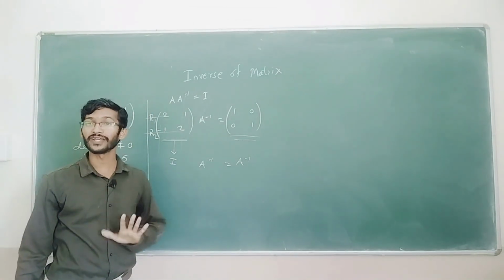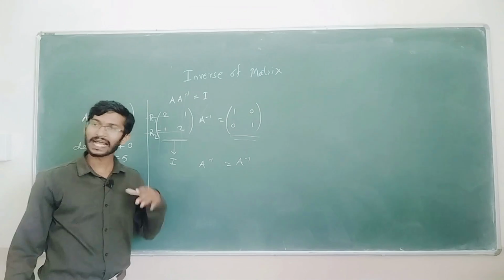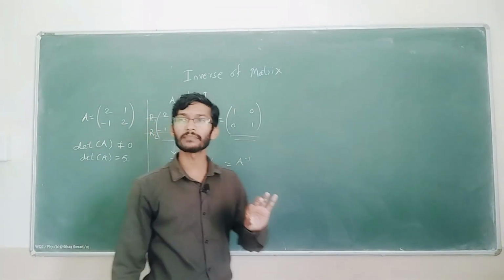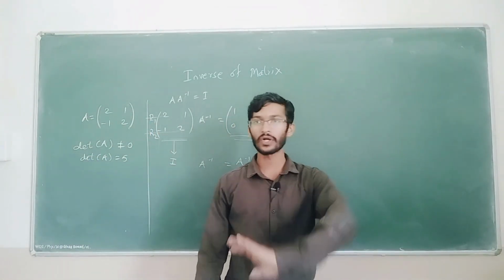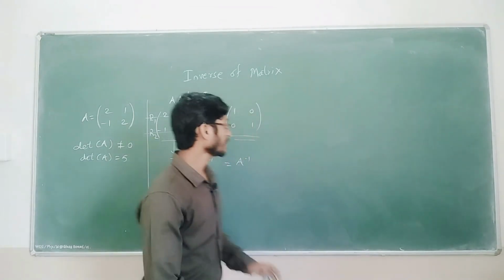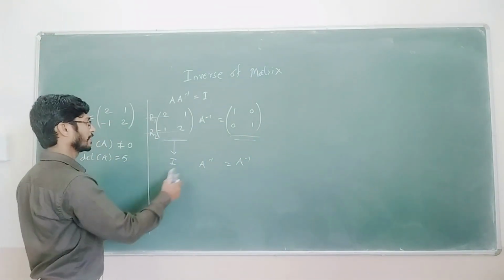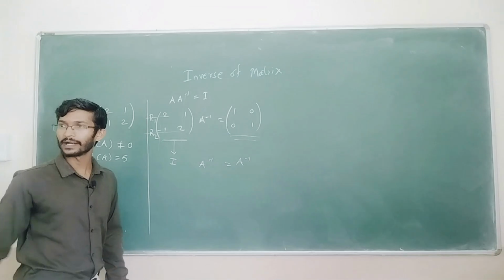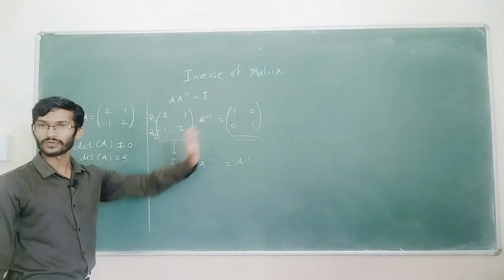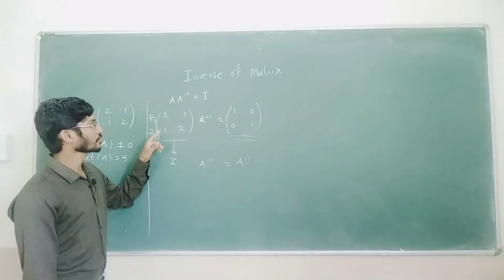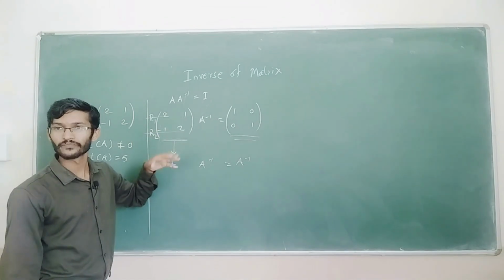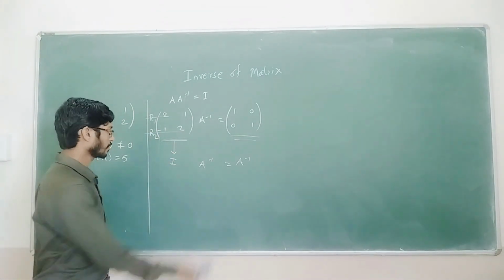We can only change R1 and R2. We can add them, we can multiply some number to them, we can do whatever we want, such that we have to convert this matrix into the identity matrix, that is [[1,0],[0,1]]. So first you should try how to do it. What will be the easier method to do this?